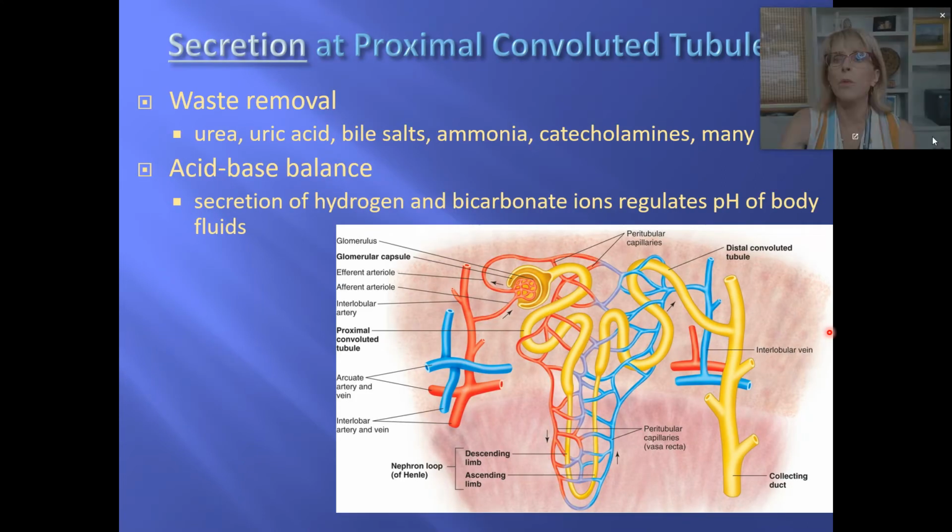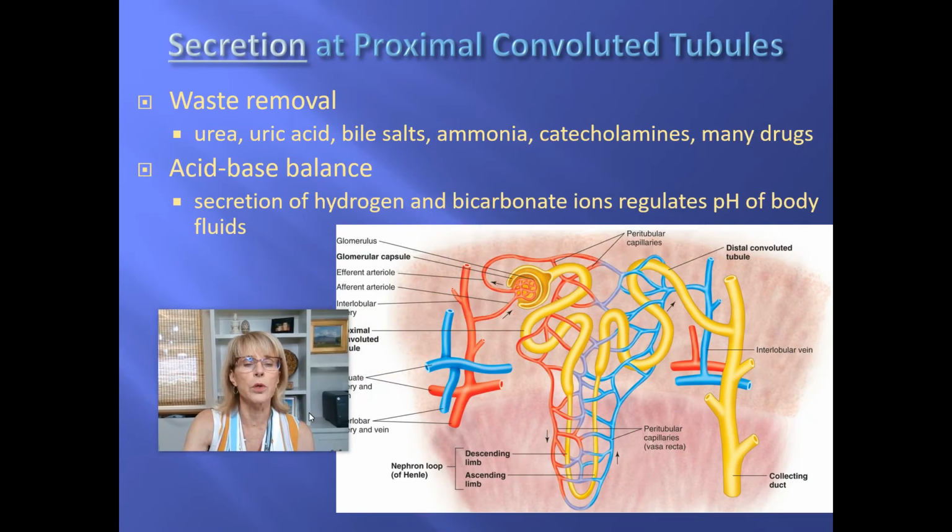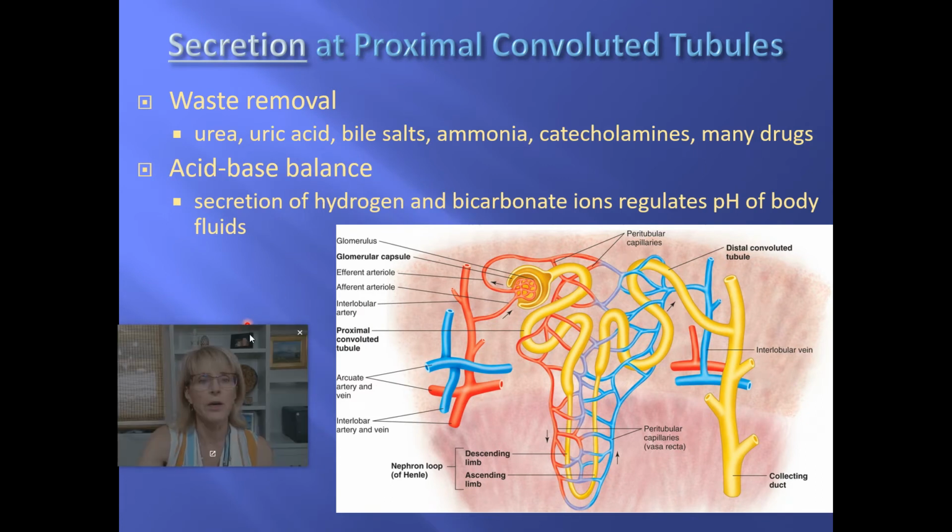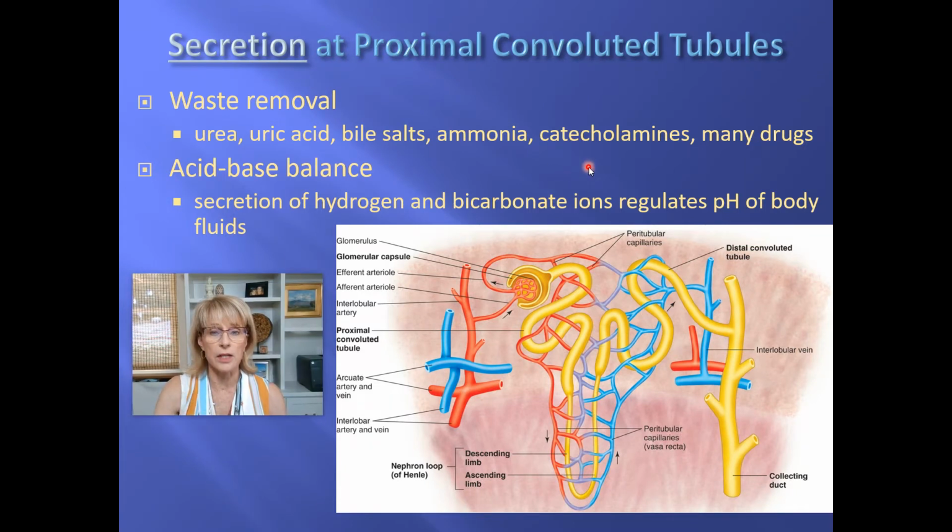So just a little bit more about the proximal convoluted tubule. So much happens there. Waste removal actively can happen there. Catecholamines like epinephrine are eliminated from your body through the kidneys. And there is acid-base balance at the proximal convoluted tubule. Remember, the proximal convoluted tubule does almost everything. The distal convoluted tubule specializes in pH, sodium and potassium, and a little bit of water absorption.